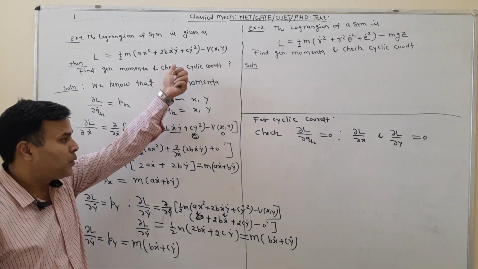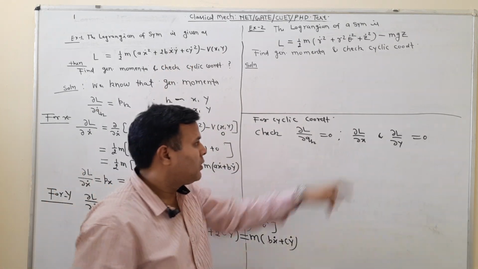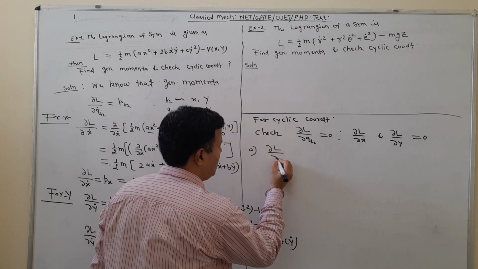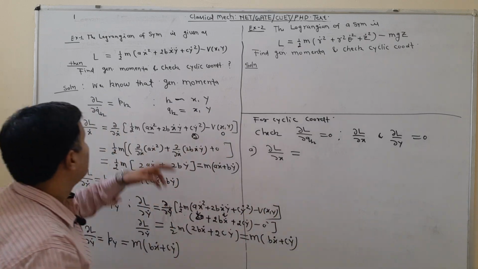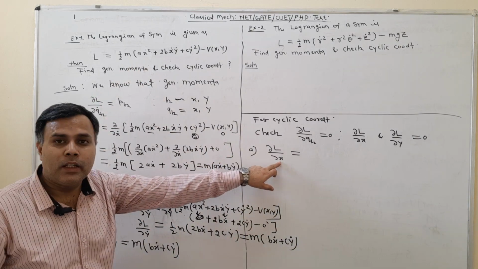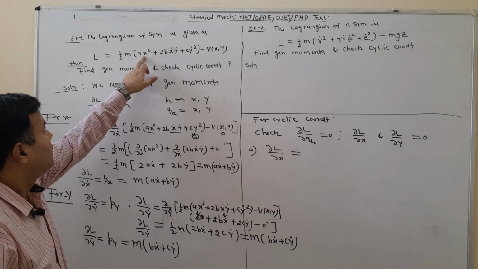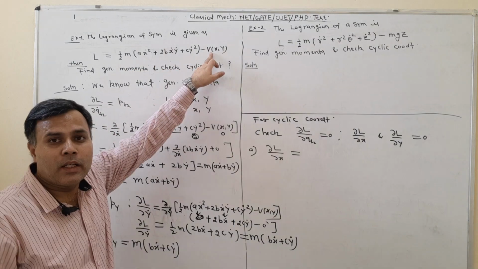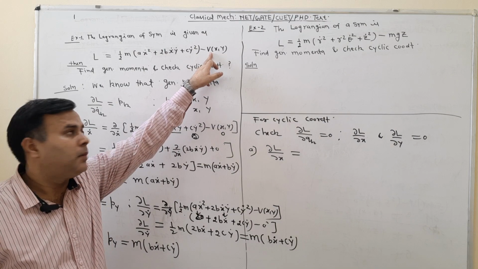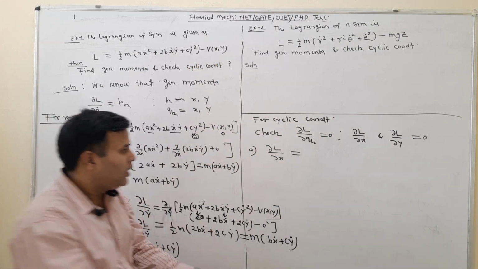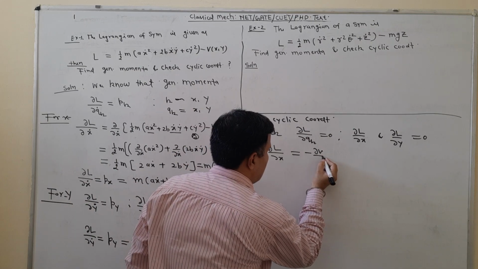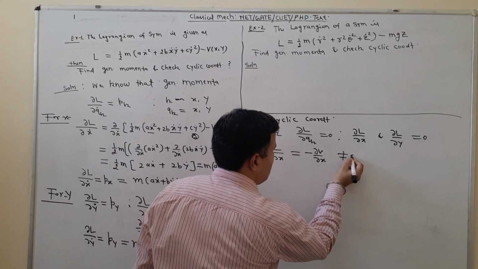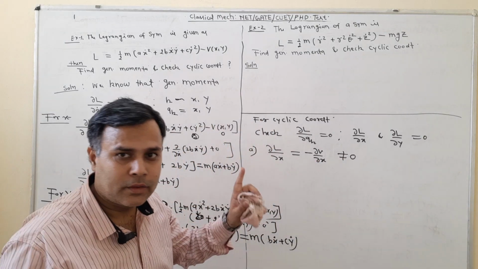In this Lagrangian expression, simply we have to check what is our del L upon del x. So let me write it. Now differentiating partially with respect to x, there is no expression of x in the kinetic energy term. So if you differentiate this potential with respect to x, we will have minus del V by del x, which is not equal to 0. So there is no cyclic x coordinate.